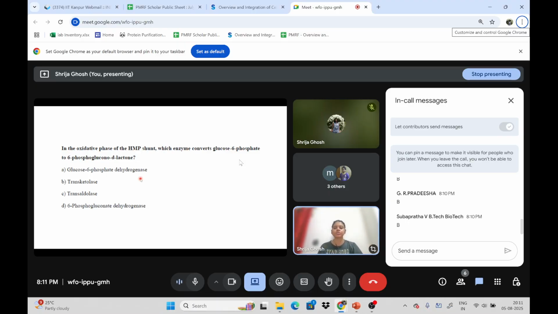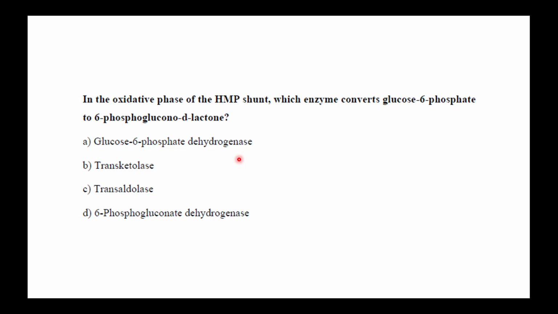In the oxidative phase of HMP shunt, which enzyme converts glucose 6 phosphate to 6 phosphoglucono-D-lactone? Option A, glucose 6 phosphate dehydrogenase. Option B, transketolase. Option C, transaldolase. And option D, 6 phosphogluconate dehydrogenase.